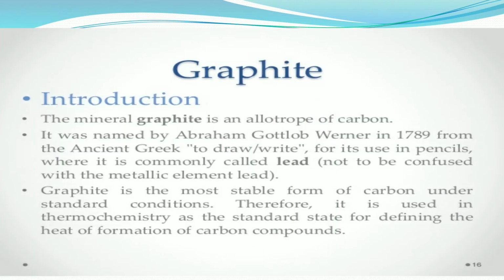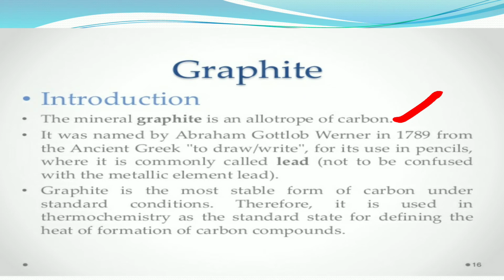Let me start from the introduction. The mineral graphite is an allotrope of carbon. It was named by Werner in 1789 from the ancient Greek word meaning to draw or to write, for its use in pencils. It was first used for pencils, where it is commonly called lead. But don't be confused, because this is not the metallic element lead. It is the lead made from graphite.